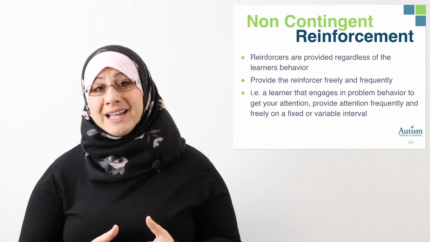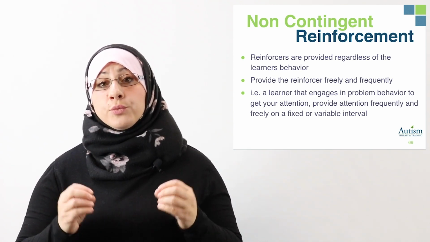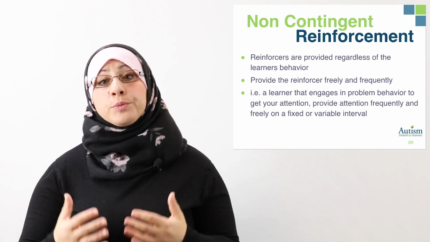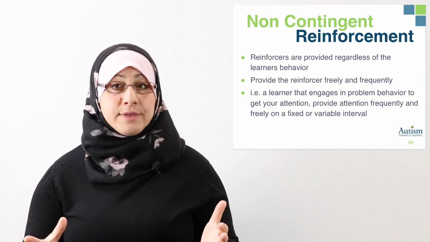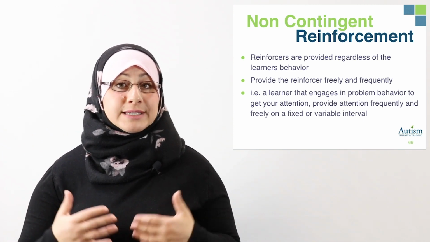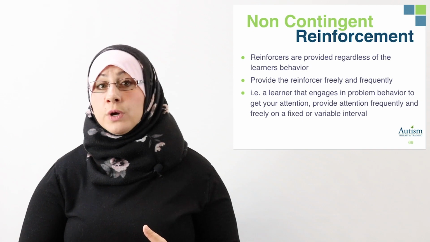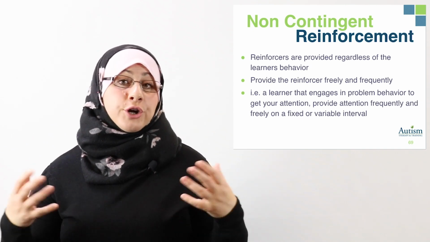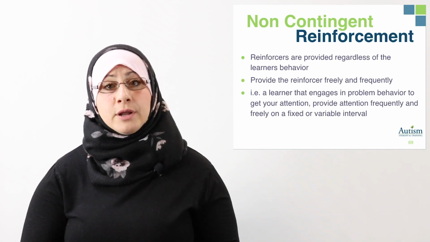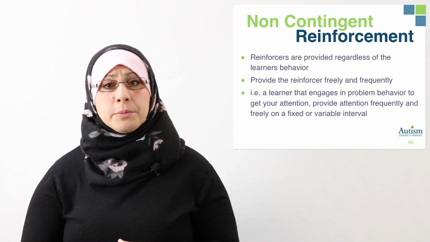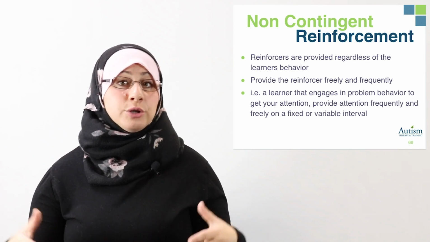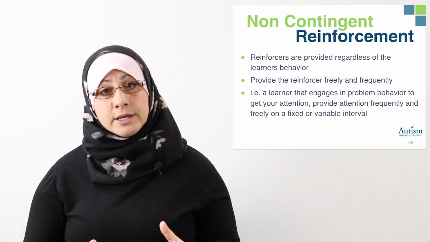The key here is that you're not providing the reinforcer when they engage in the problem behavior, but you provide it freely outside of that. So you might have an interval of, let's say, 30 seconds. Every 30 seconds, you're going to give the child a high five, or you're going to give them a tickle or something that would provide them with that attention. But if they engage in the problem behavior during that time, you would not give them any sort of attention. You might just ignore and just wait.